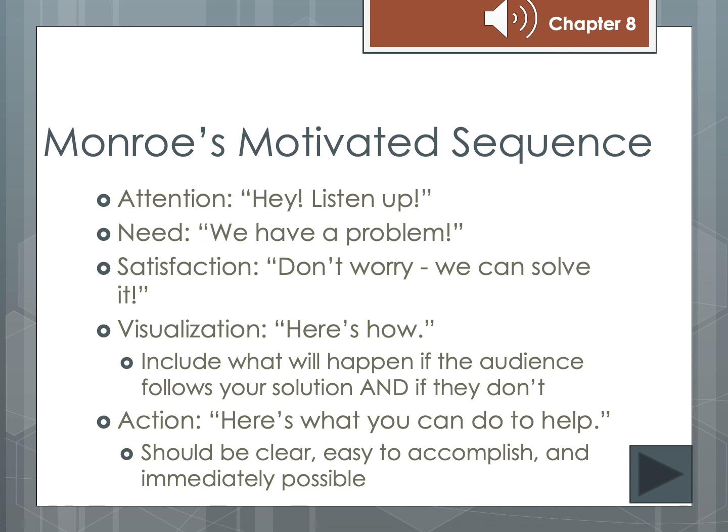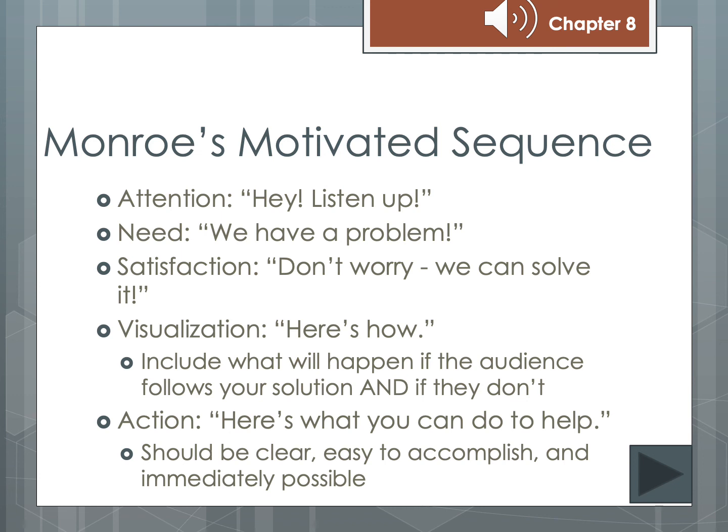First, according to Monroe, you have to get the audience's attention and make them want to listen. The attention step says, "Hey, listen up." Next, you should establish a need. This shows the audience that there is a problem, that the problem is real, and that it affects them personally. The satisfaction step satisfies their natural desire to solve the problem that they're now aware of. To quote Vanilla Ice, "You got a problem? Yo, I'll solve it."